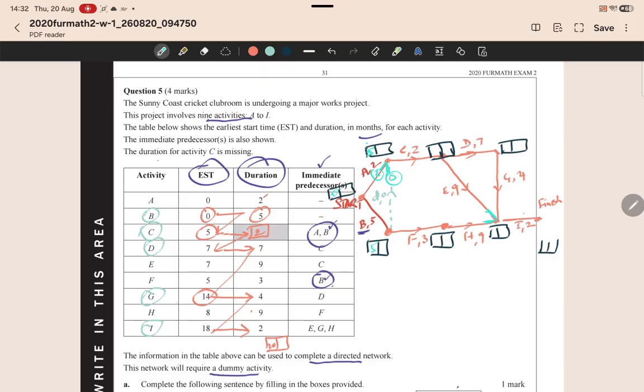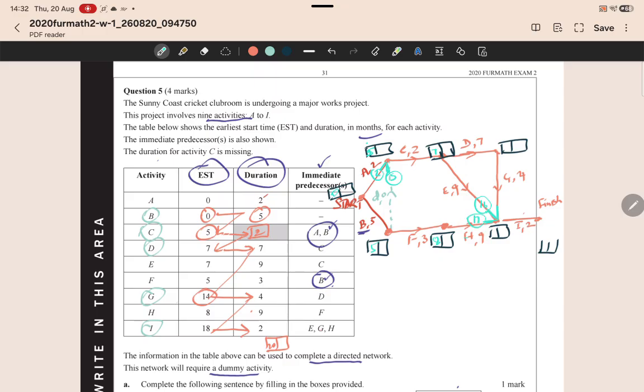Now see, 5 plus 2 is 7, and 7 plus 9 is, again, we're coming to an intersection point where 3 edges are meeting, so we don't write it straight away in the box. So 7 plus 9 is 16. Now let's come along F. Earliest start time of F is 5, duration is 3, so 5 plus 3 is 8. And 8 plus activity time of 9 for H is 17.